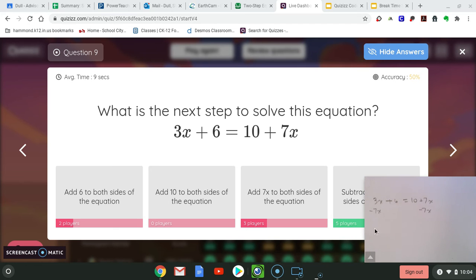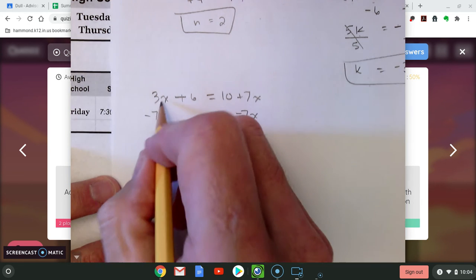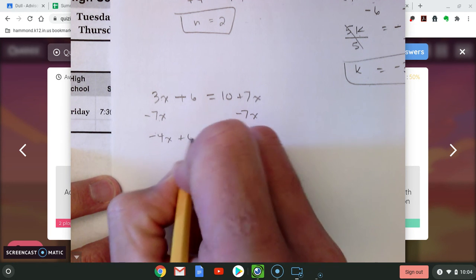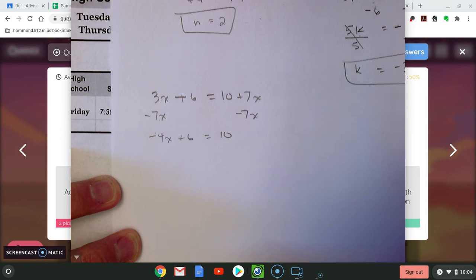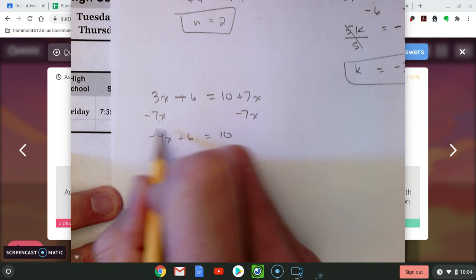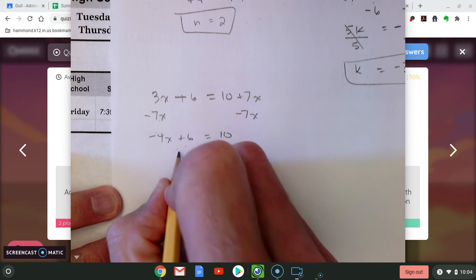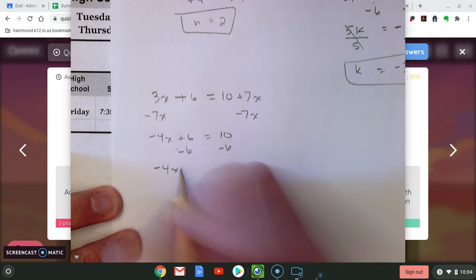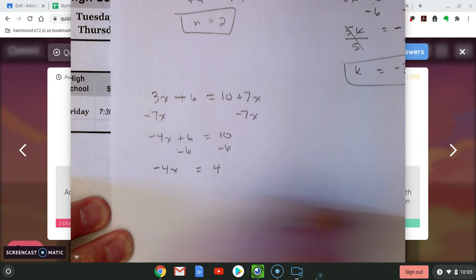Subtract 7x, subtract 7x. So how is that going to look? 3x minus 7x, that's negative 4x, plus 6 equals 10. And then the 7x minus 7x, that sums to 0. So now I'm trying to keep my x term for last. I need to undo adding 6. Let's subtract 6. 6 minus 6 goes to 0, so my left side is just negative 4x. 10 minus 6 gives 4.